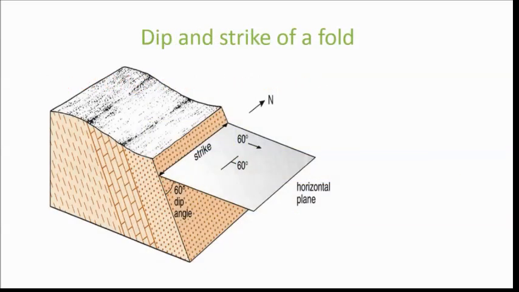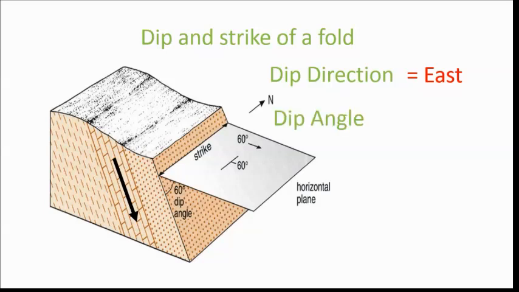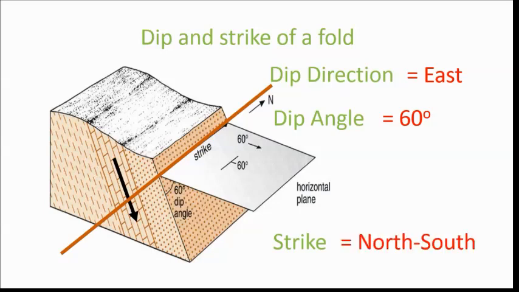Other features of folds that we need to know as well. You can see in this cross section how the rocks that were originally laid down flat have since been tilted, have since been folded. The direction of dip, look at the north arrow on the block diagram, therefore the direction of dip as shown by the arrow is in an easterly direction. The dip angle, and you can see the angle it cuts with the horizontal, is 60 degrees. So we could say the dip angle is 60 degrees towards the east. And finally, don't forget the strike, which is at right angles to the direction of dip, and that would be a north-south strike.